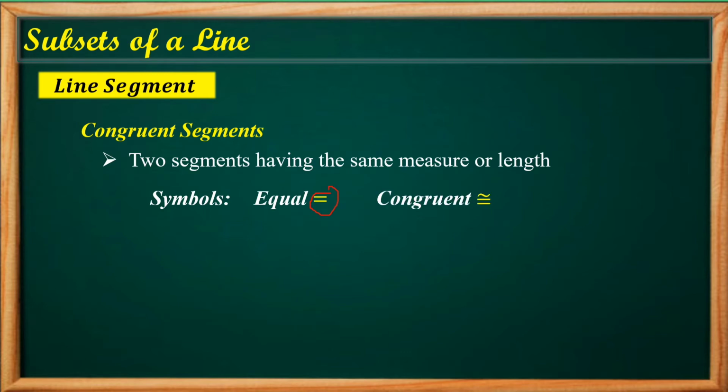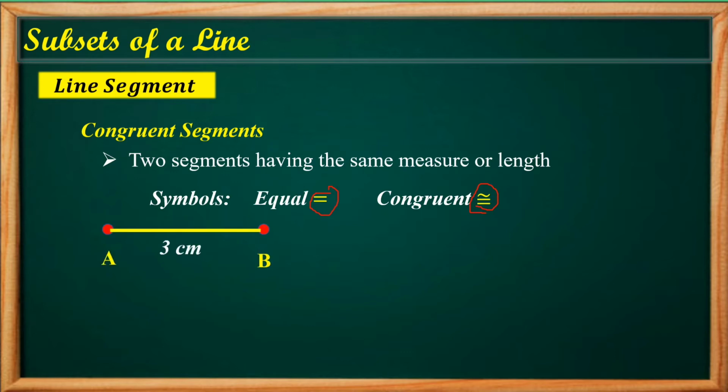And this would be the symbol for congruent. It looks like equal, but with a wave on top. That is the congruent symbol. Congruent segments are two segments having the same measure or length. Although they are similar, they are used differently. When we say equal, they are the same. When we say congruent, they are also the same. But they are used differently.